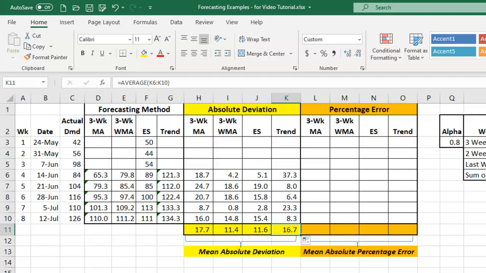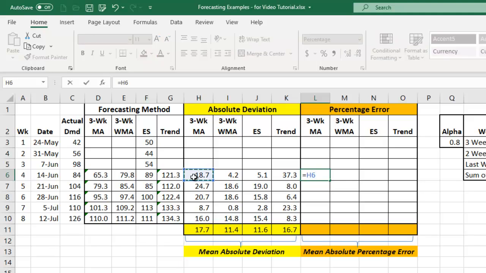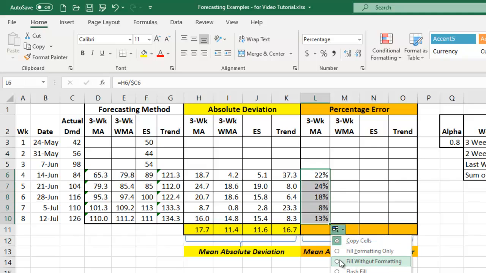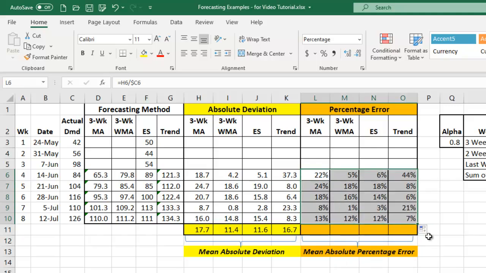Let's move on to the mean absolute percentage error, and for this measurement approach we take the absolute deviation for the given forecasting method and divide it by the actual forecast. Again, we need to anchor the column reference, $ in front of the C. Hit enter, and we can drag this formula down through all the remaining weeks, and we can also drag it across through all the forecasting methods.